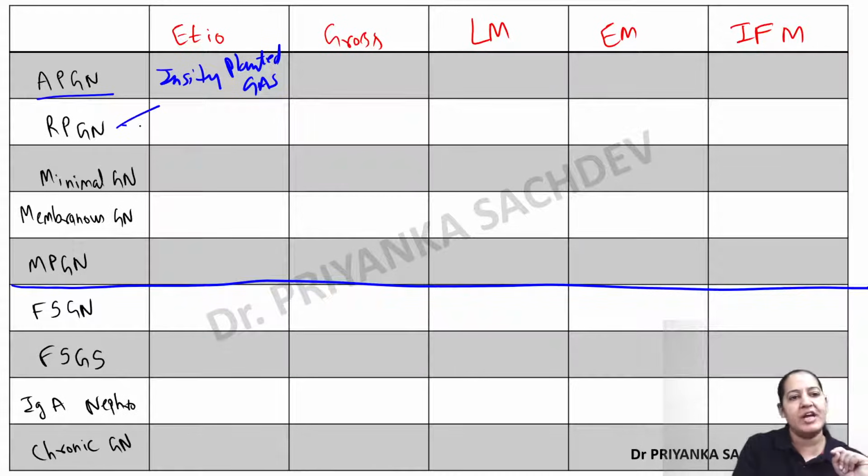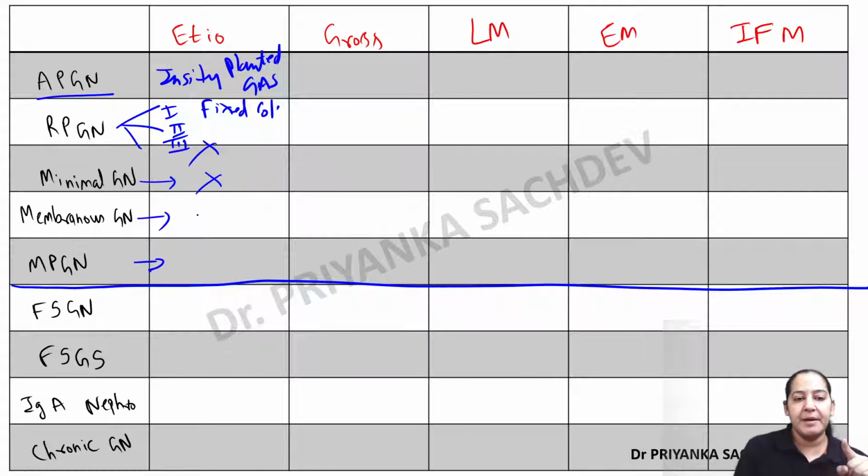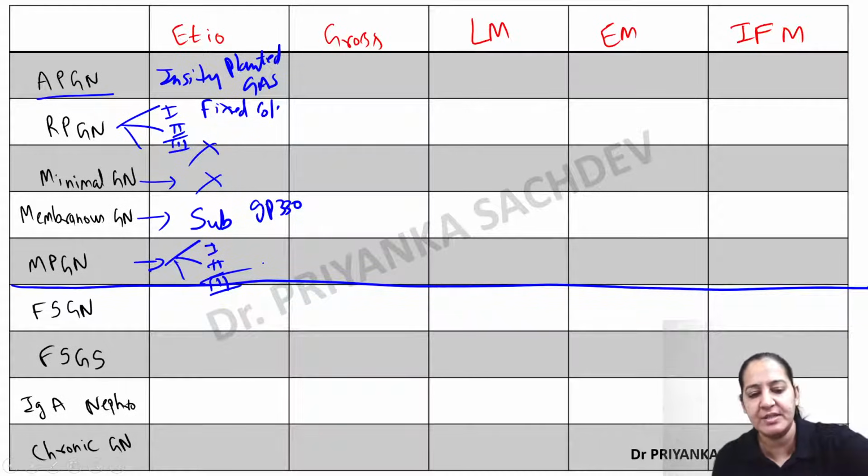In RPGN, you already know type 1, 2, 3. Type 1, again it is in situ, but against a fixed antigen. The fixed antigen is the collagen. In type 2, again it is same as that of PSGN. And in type 3, no deposits. Minimal change, no deposits. It is the flattening of the foot processes, right? In membranous and membranoproliferative: in membranous, the deposits are subepithelial, right? Here the antigen is GP330, which is a fixed antigen of the podocyte. And in membranoproliferative, again, it is of 3 types, but don't go into the details of the pathogenesis of each of them, right? We have seen the important features in the gross also.